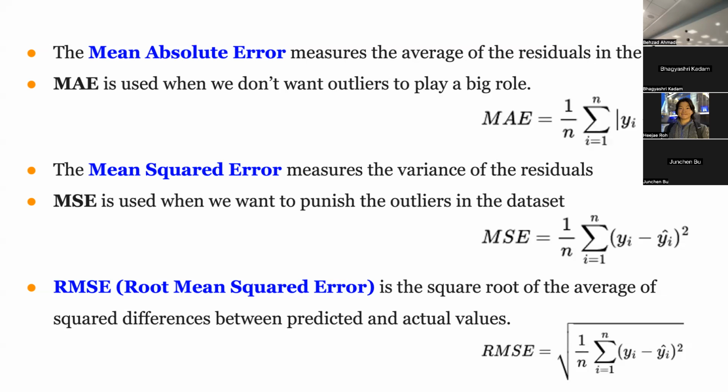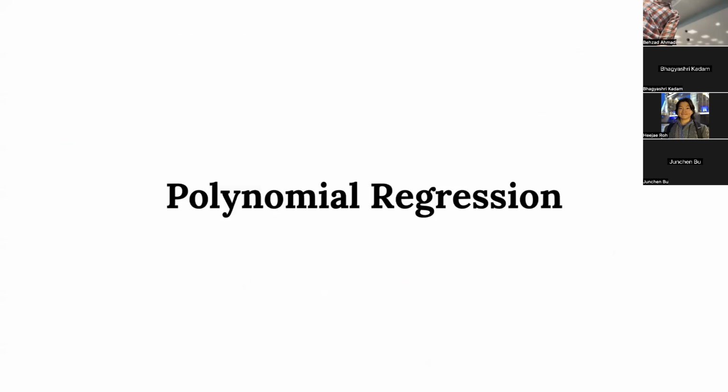In other words, when we want to kind of ignore the outliers, we may try this one. Because this one is going to punish the outliers. And this is somewhere in the middle of these two.